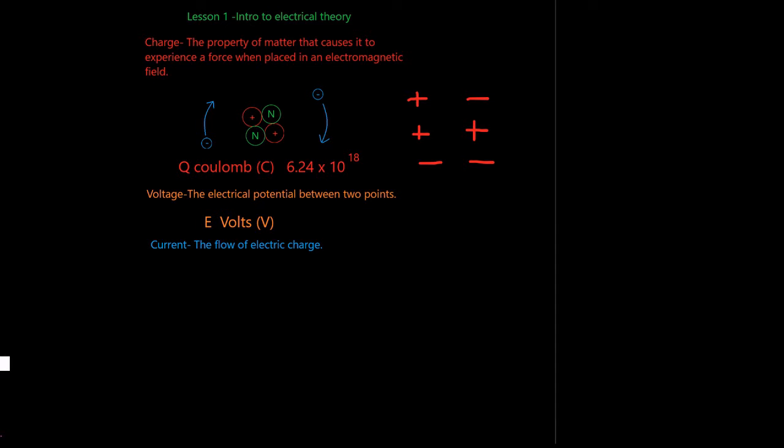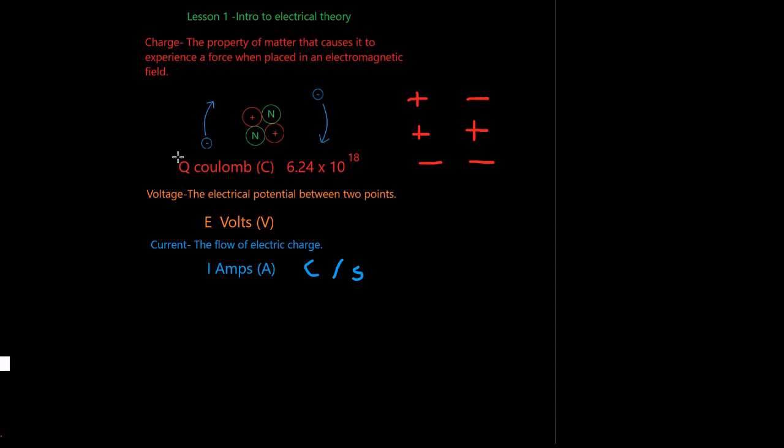When we talk about current, we are going to use the symbol I, and the unit for current is amps, represented by the letter A. Now an amp is 1 coulomb per second. I'm just going to add that in real quick to show what I'm talking about. So an amp is equal to a coulomb per second.